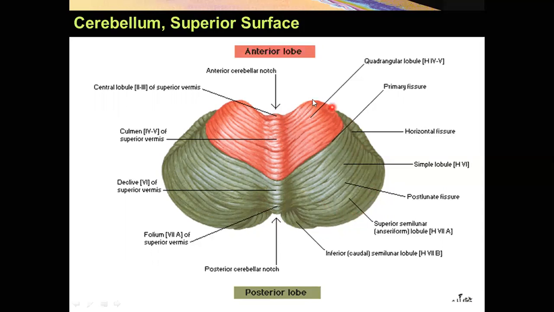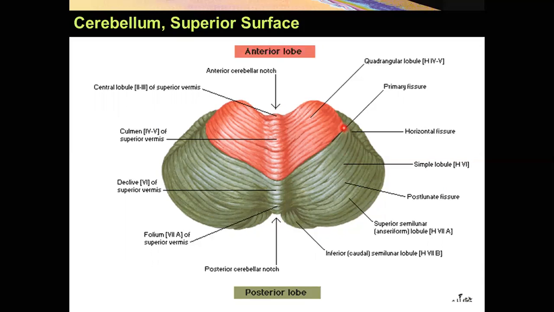Now, each part of the vermis has a representation or correspondence on the cerebellar hemispheres. Look here. Here you have the quadrangular lobule, simple lobule.